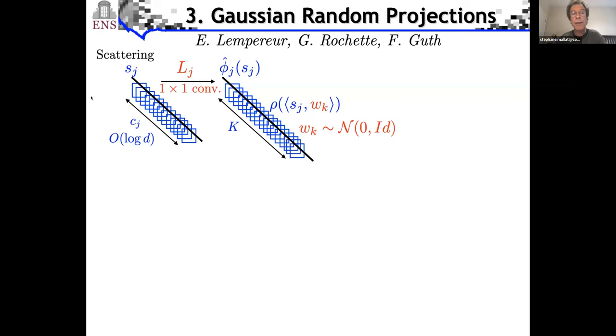That means that we are going to do a 1-1 convolution with a matrix whose rows are independent Gaussian random variables. In other words, you take your coefficient, you make a linear combination of your coefficient with random weights, and then you take your rectifier. Now, the idea is that once you've done that, if you want to build a probabilistic model, the only thing that you'll have to do is to take the expected value.